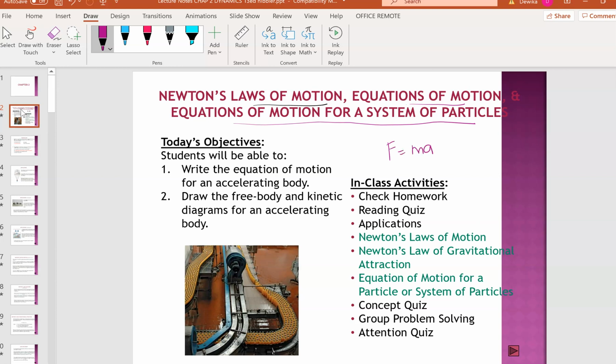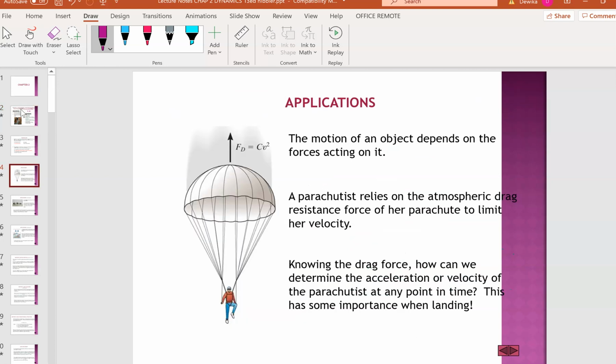Today's objective: students should be able to write equations of motion for an accelerating body, and draw a free body diagram and kinetic diagram for an accelerating body. As for applications, there are so many in real life, because anything in motion, where you have acceleration and it involves force, is where you can apply these lessons.